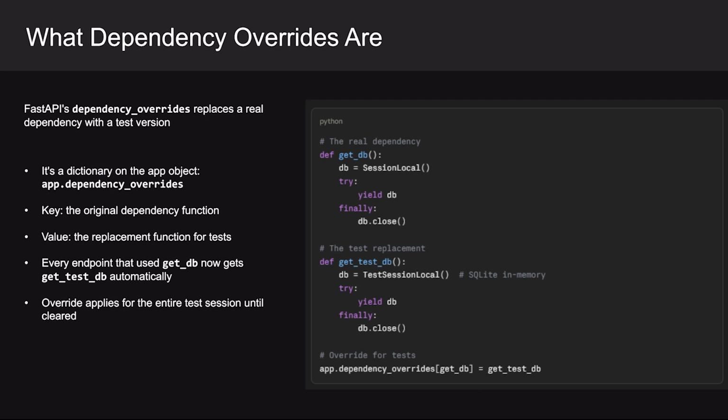One line at the bottom: app.dependency_overrides[get_db] = get_test_db. From that point on, every endpoint that declared Depends(get_db) now gets get_test_db automatically. No changes to your endpoint code, no conditional logic. FastAPI handles the swap completely. The override stays active for the entire test session until you clear it.